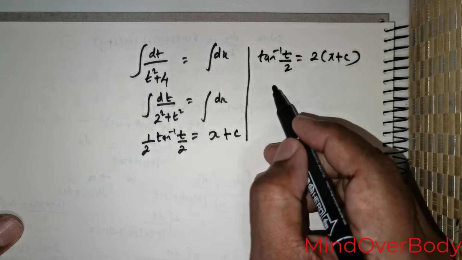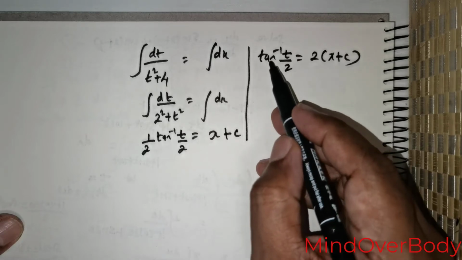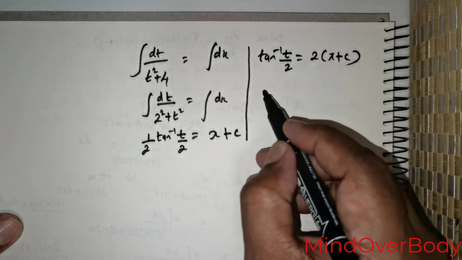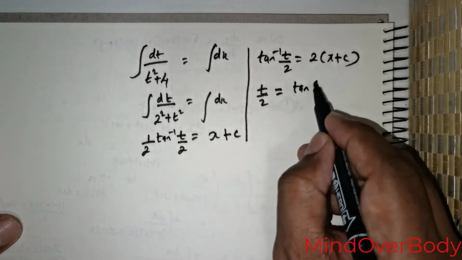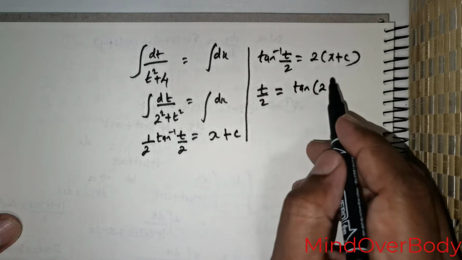But in fact I can push this tan inverse to the other side. So there's going to be t over 2 is equal to tan of 2.